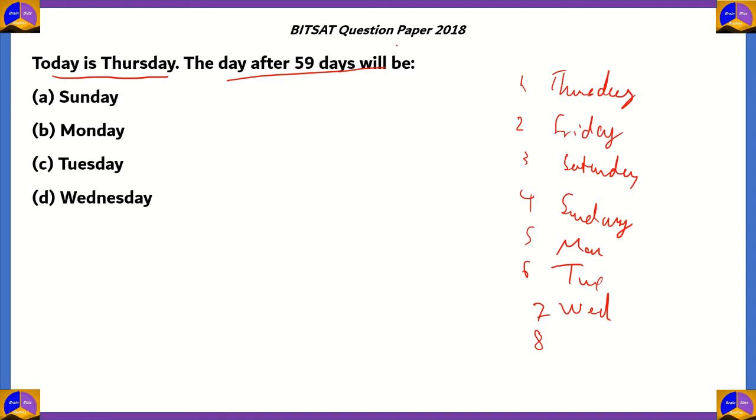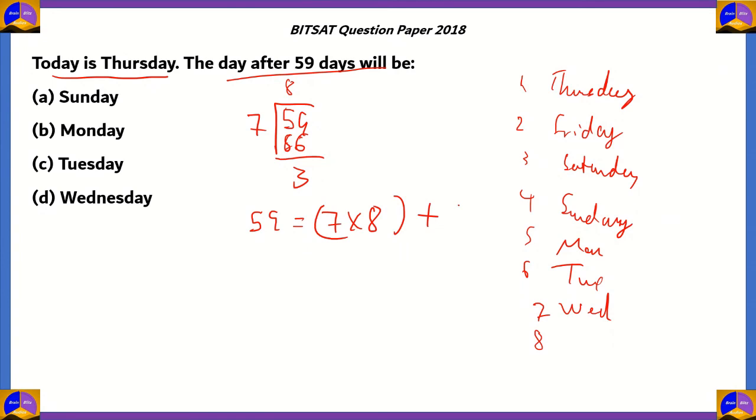So now we need to find out the day which is coming after 59 days. So what we're going to do, we're going to divide 59 by 7. So 7 times 8 gives you 56, and so 3 is the remainder. So we can write 59 as 7 into 8 plus 3, where 3 is the remainder, 8 is the quotient, 7 is the divisor, and 59 is the dividend.